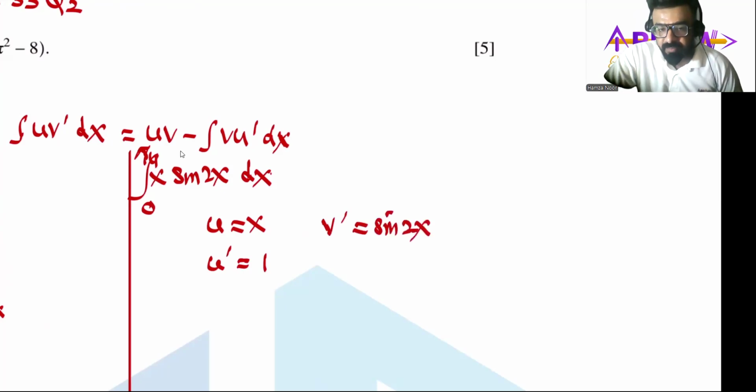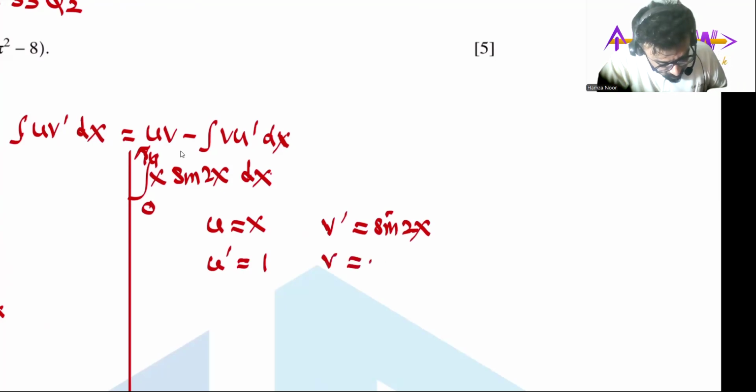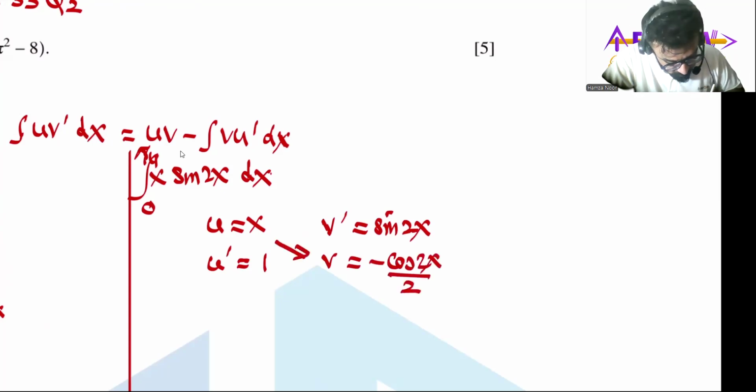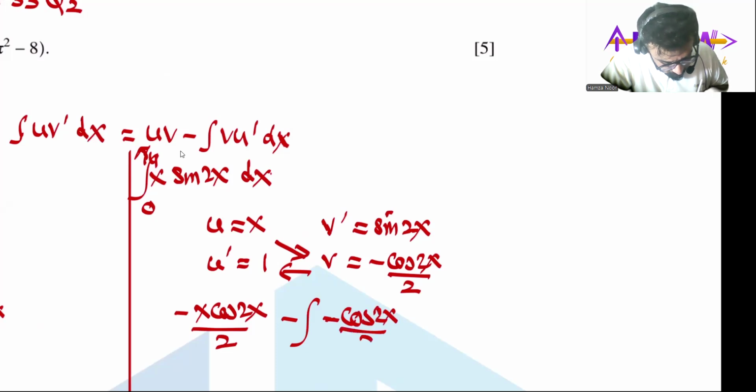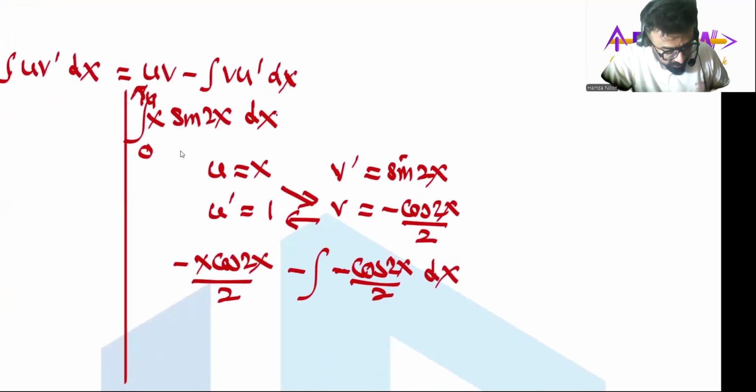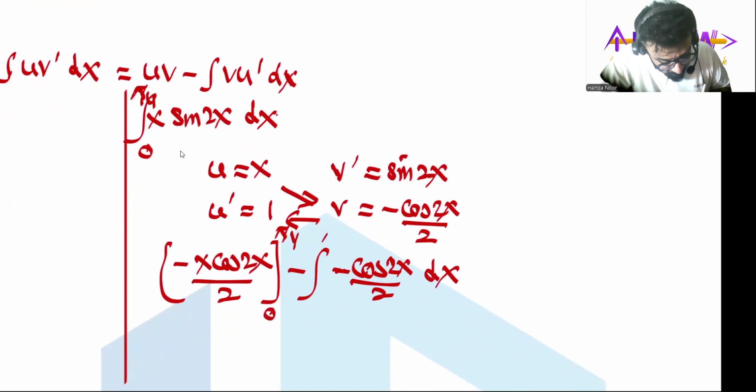So we integrate sine, and we get minus cos. When we integrate sine 2x with respect to x, we get minus cos 2x completely divided by 2. So uv minus integration of vu dash with respect to x turns out to be minus x times cos 2x over 2, minus integration of vu dash with respect to x, which is minus cos 2x over 2 itself. The first part is integrated, with upper limit pi over 4 and lower limit 0, and the remaining part is supposed to be integrated.